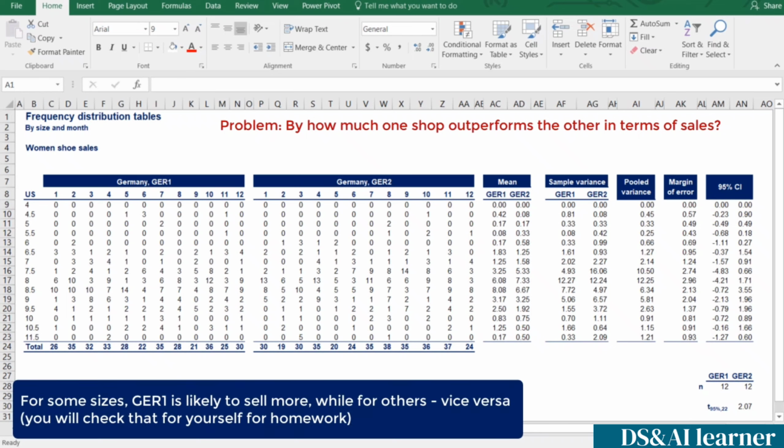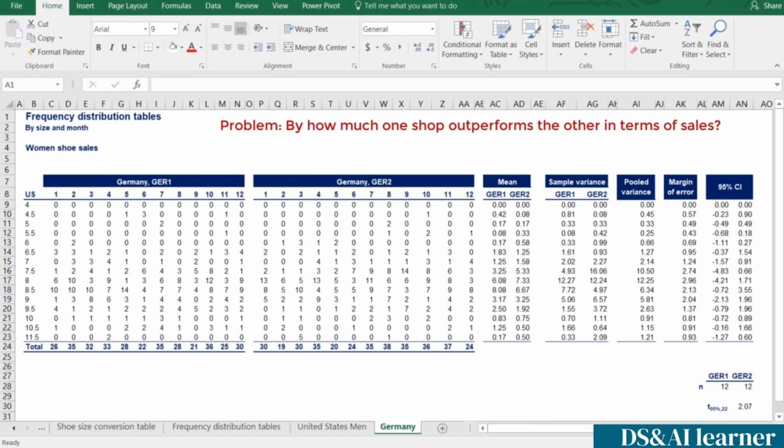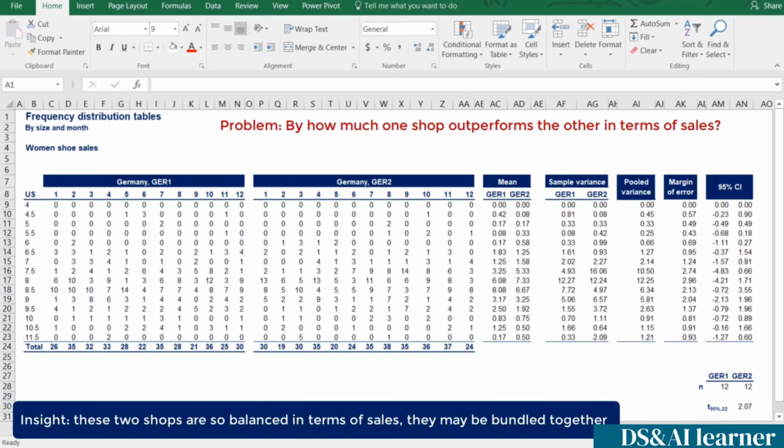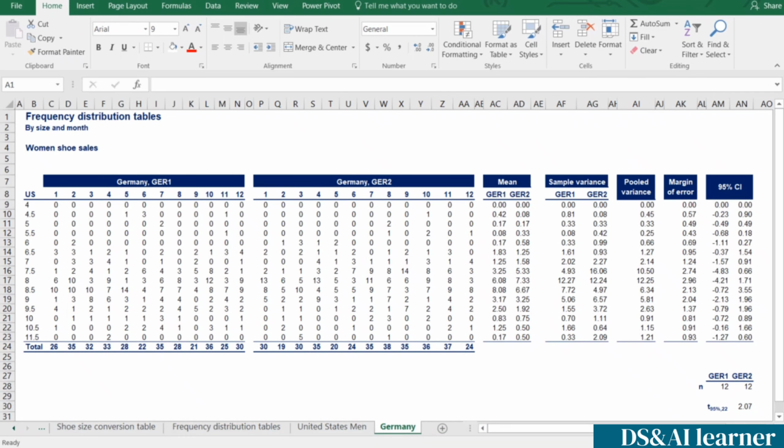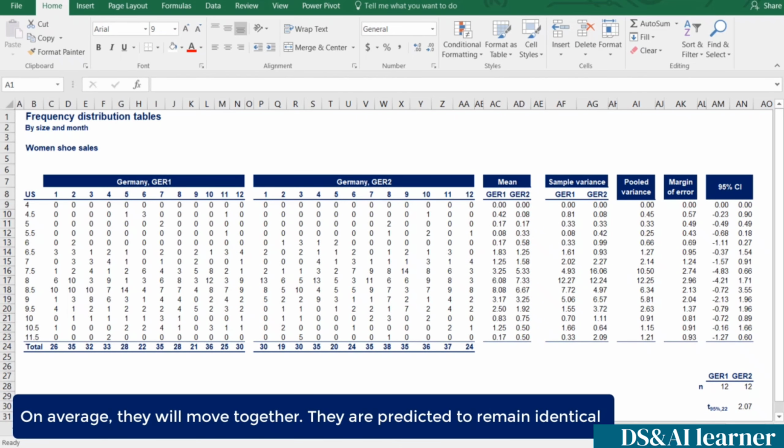However, our decision was that using this methodology and level of confidence, we cannot really identify which shop is selling more. They are identical. The insight that we get is that these 2 shops are so balanced in terms of sales that they may share the same warehouse or exchange pairs of shoes to achieve better results. Furthermore, they can be bundled together for any analysis, action, or decision needed. On average, we expect them to move together.